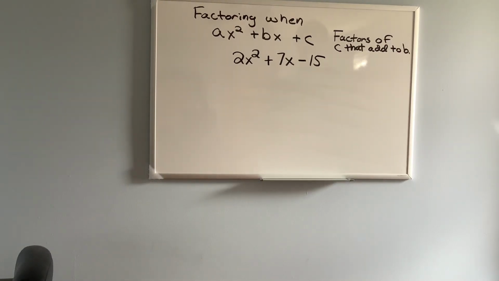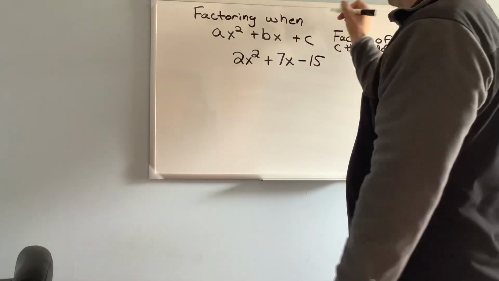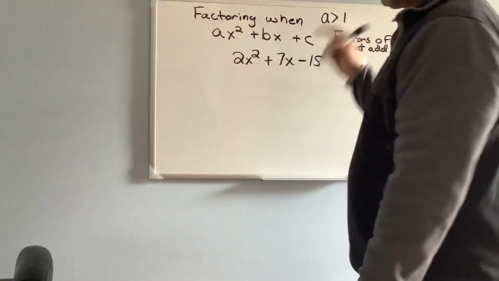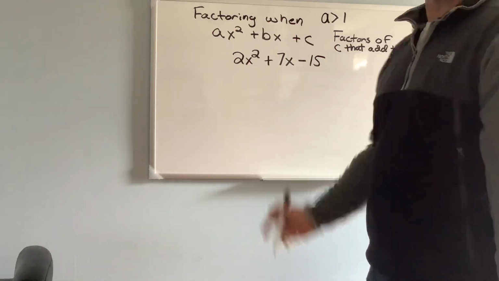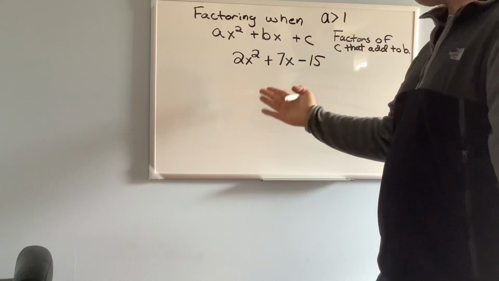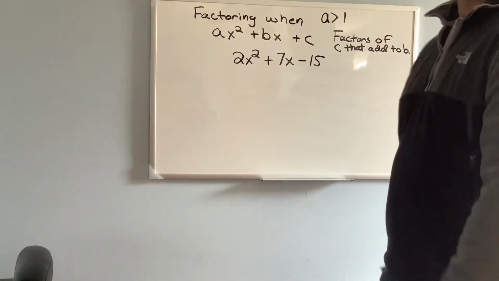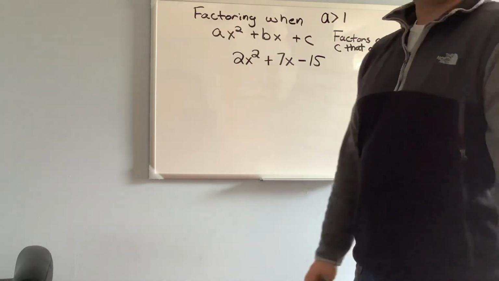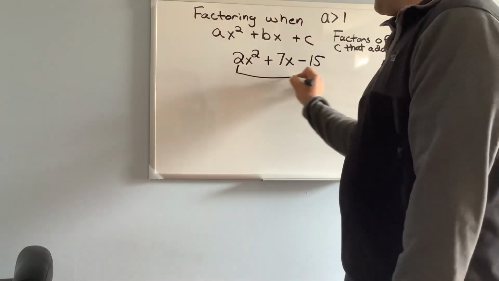Now we're going to look at an example where the a is greater than 1. So if we're factoring when a is greater than 1, there's a couple different methods to use. A lot of you guys use guess and check and then just factor, expand, and see that you get the original trinomial back, which is fine. There is a method to do this though. So I'm going to show the method.